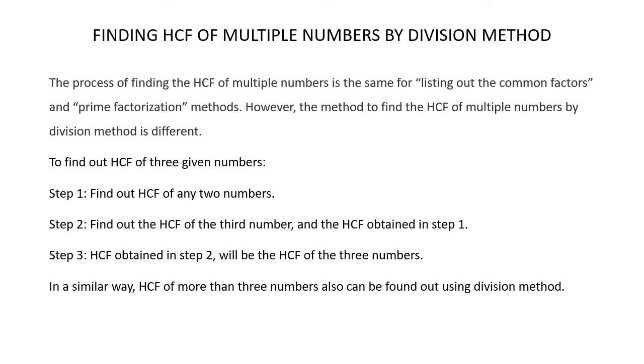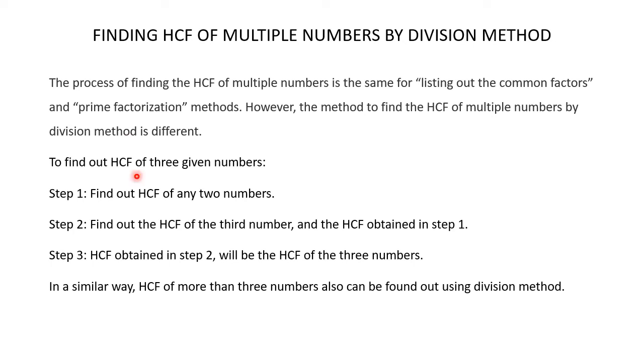Till now, you learned how to find the HCF of two numbers by listing out the common factors method, by prime factorization method, and by division methods. Now let's learn how to find the HCF of multiple numbers. The process of finding HCF of multiple numbers, that is more than two numbers, is the same for listing out the common factors and prime factorization methods. However, the method to find the HCF of multiple numbers by division method is slightly different.